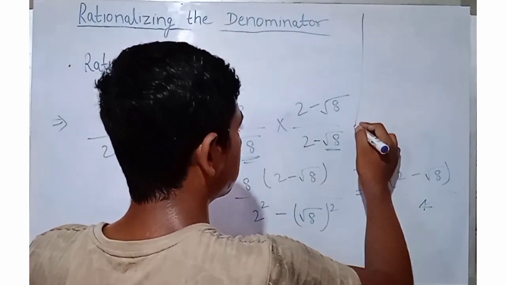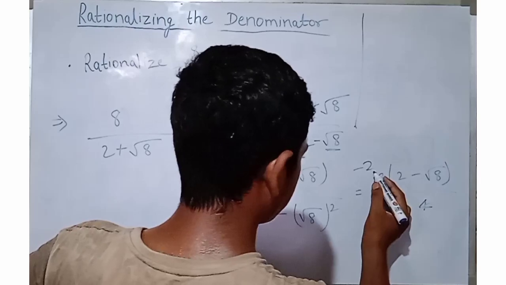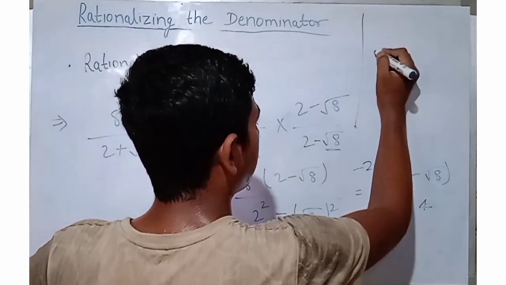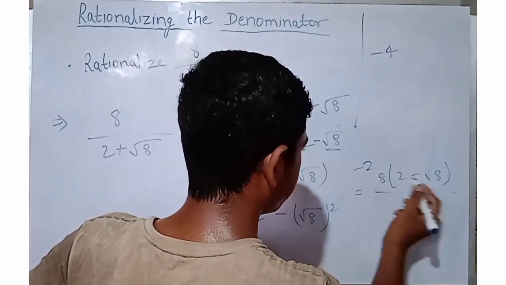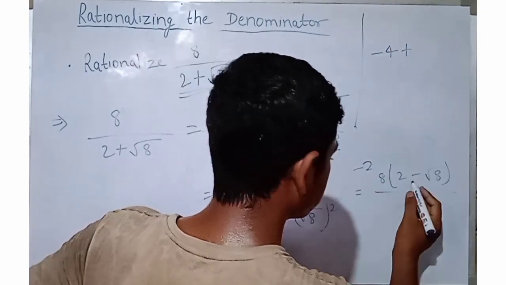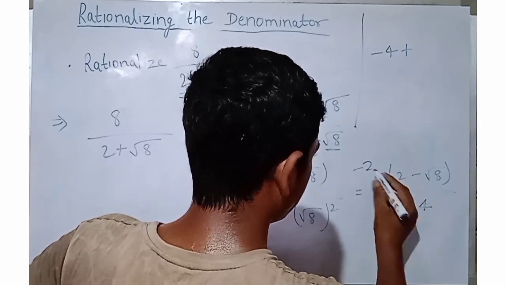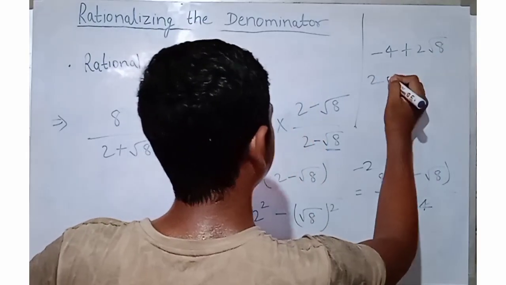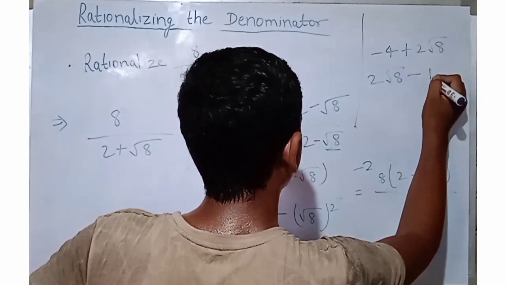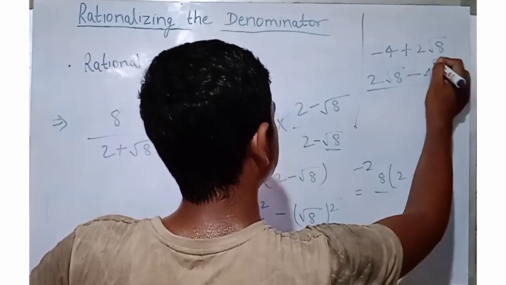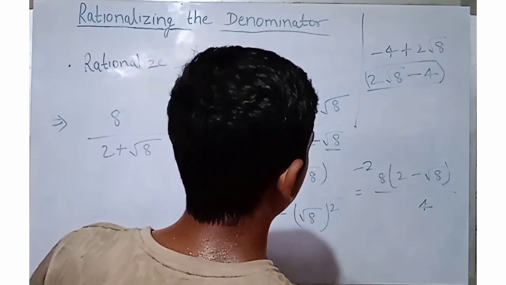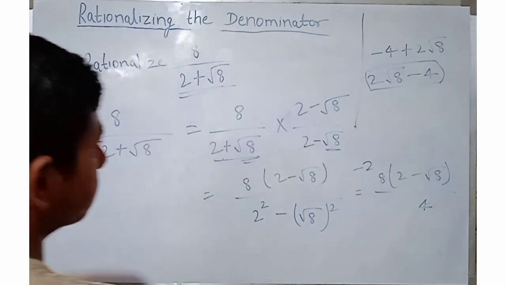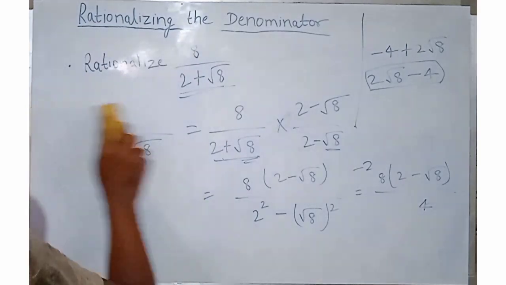So your answer will be: minus 2 times 2 minus root 8, so minus into minus is plus. So it is 2 root 8 minus 4. So we can write it as 2 root 8 minus 4. This is your answer. Okay, this is your answer, 2 root 8 minus 4.